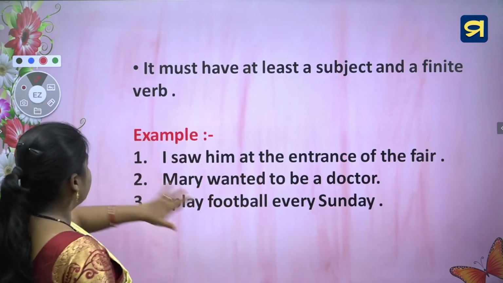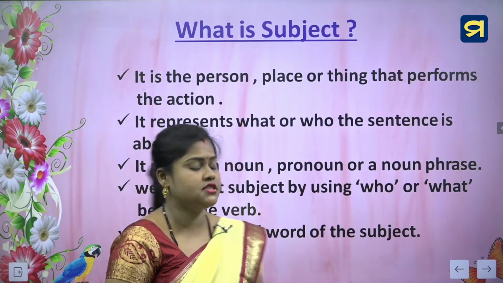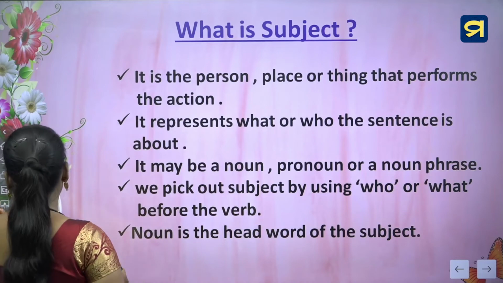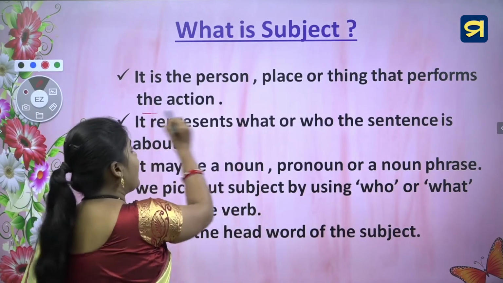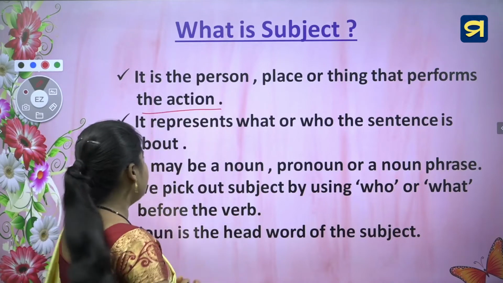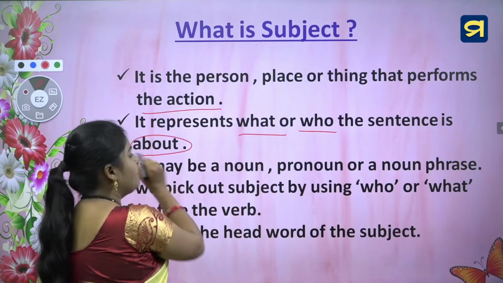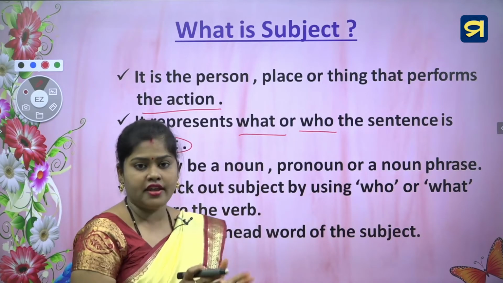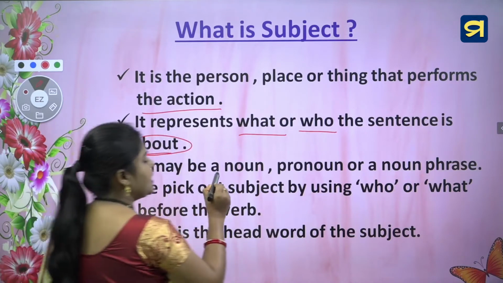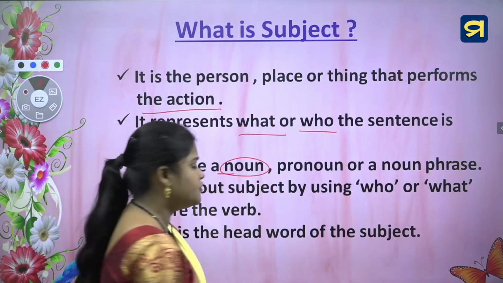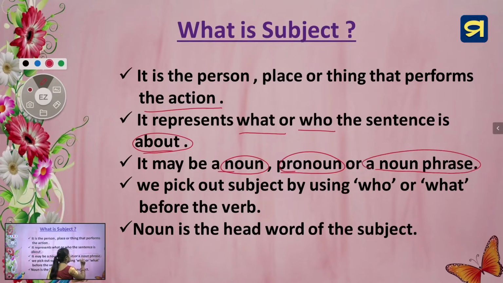See, what is subject? What do you mean by subject? It is the place, person or thing that performs the action. Okay. Second one, it represents what or who the sentence is about. Okay. The doer in the sentence is called the subject. It may be a noun. Listen to me carefully. A pronoun. Okay. A noun phrase.